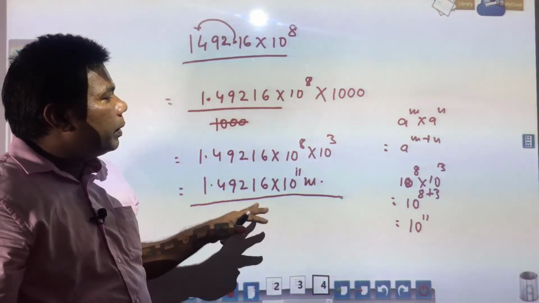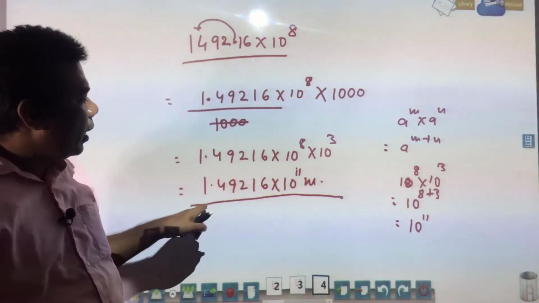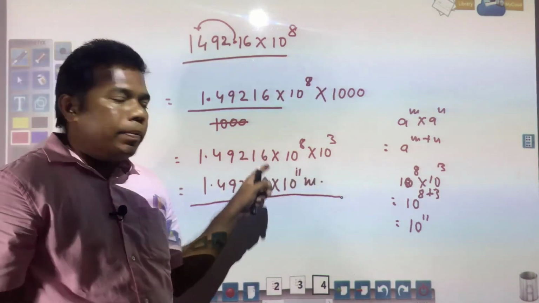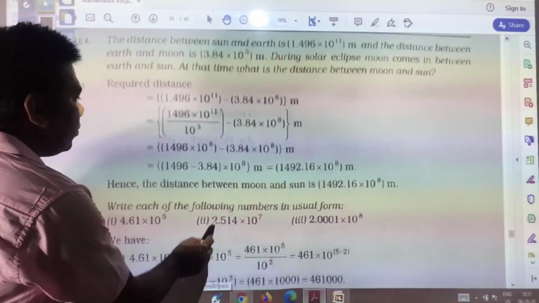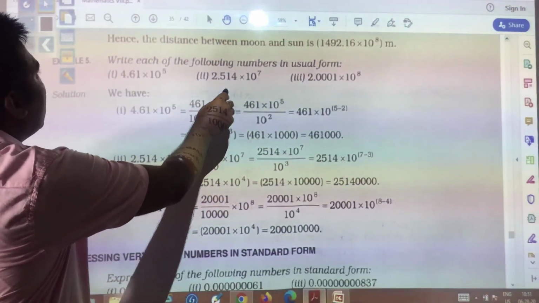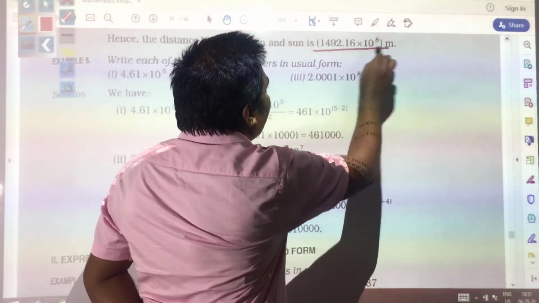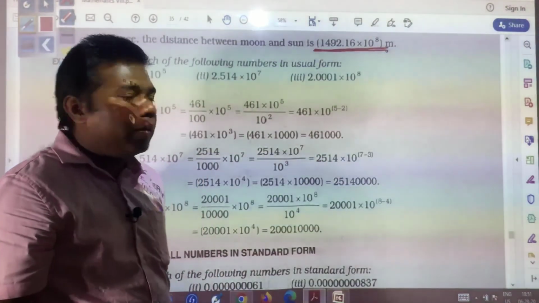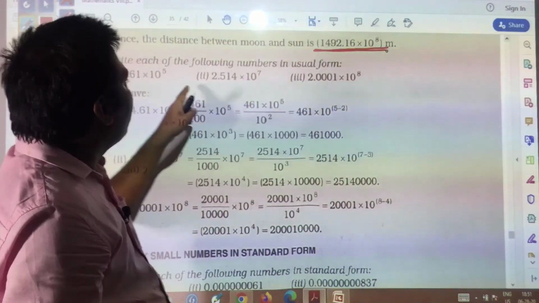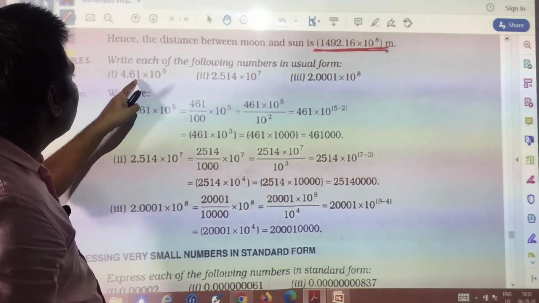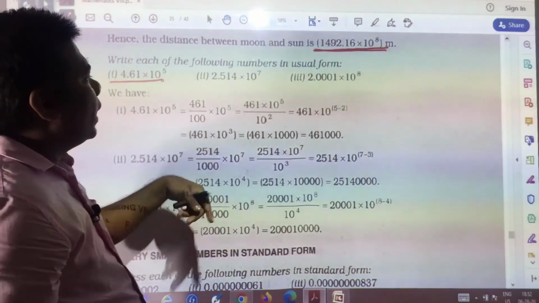So, I think it will be better in the example that has been given, you further simplify and write this answer. Okay. Next we will see, as I said, this is not in standard form, this needs to be converted into standard form. Next, write each of the following numbers in usual form. Suppose 4.61 into 10 to the power 5, this is in standard form. So, you need to write it in usual form.